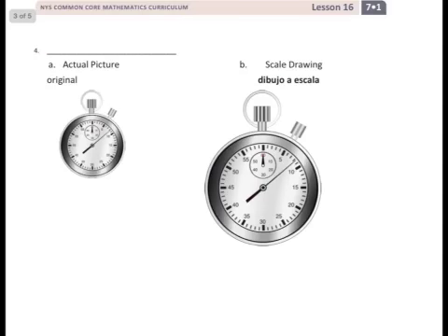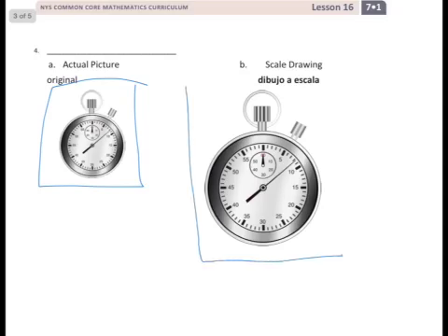Here's another example you should be able to do on your own. We start off with this image as the original, the actual picture, and then we're going to go to a scaled drawing over here. So to go from here to here, is it an enlargement or a reduction? In this case, it got bigger, therefore it's an enlargement.